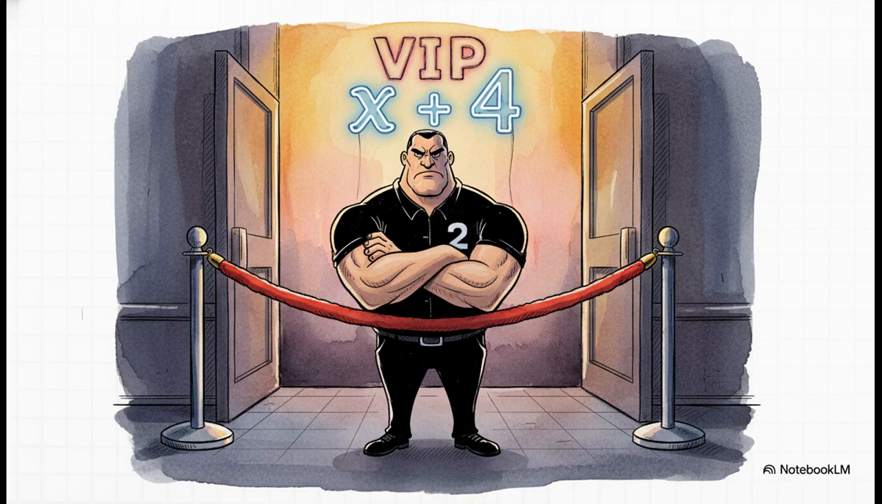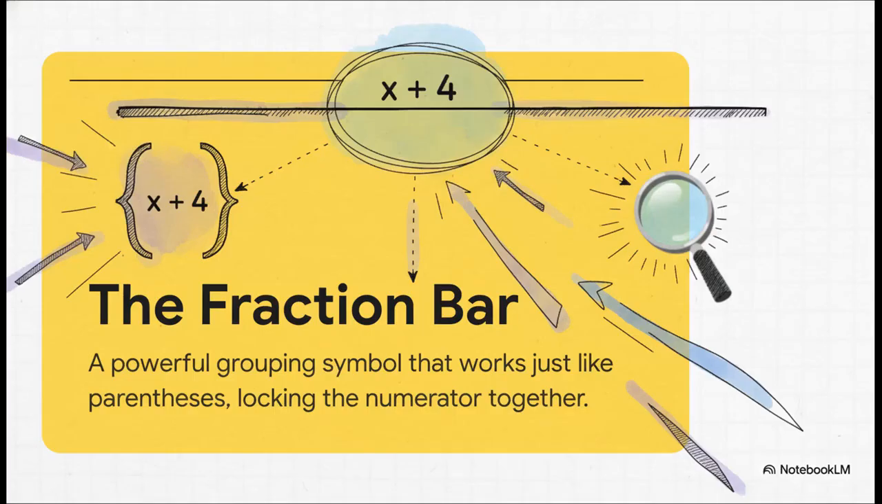Let's try to think about it a little differently. Imagine the numerator, the x plus 4, is like a VIP section at a club. And that denominator, the 2, he's the bouncer. And there's one very simple rule. You can't get to the VIPs until you get past the bouncer. So what's the actual math behind this whole metaphor?